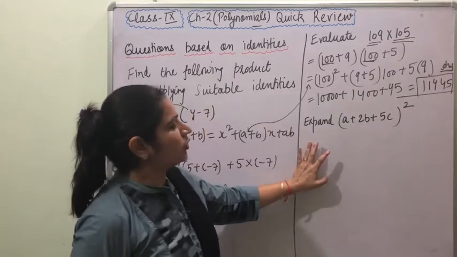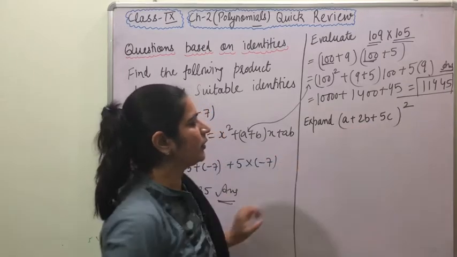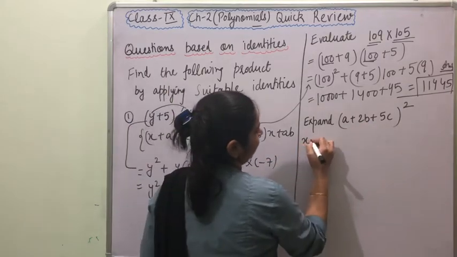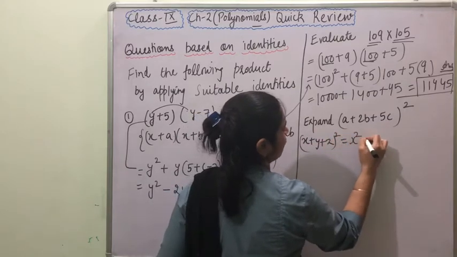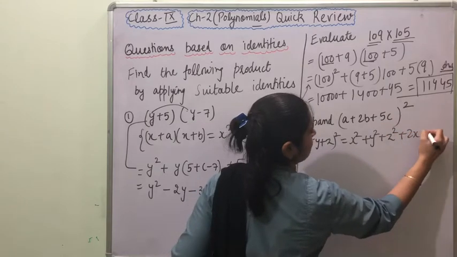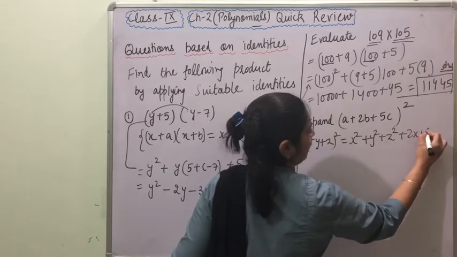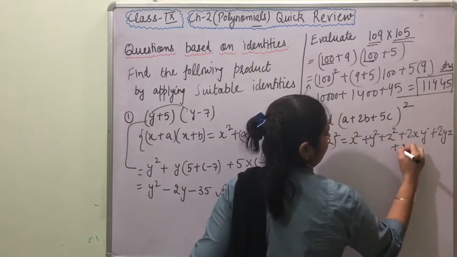Now next question, we have to expand this value by applying the identity. We'll write down the identity first. (x + y + z) whole square is equal to x square plus y square plus z square, plus 2xy (first and second term), plus 2yz, plus 2zx.